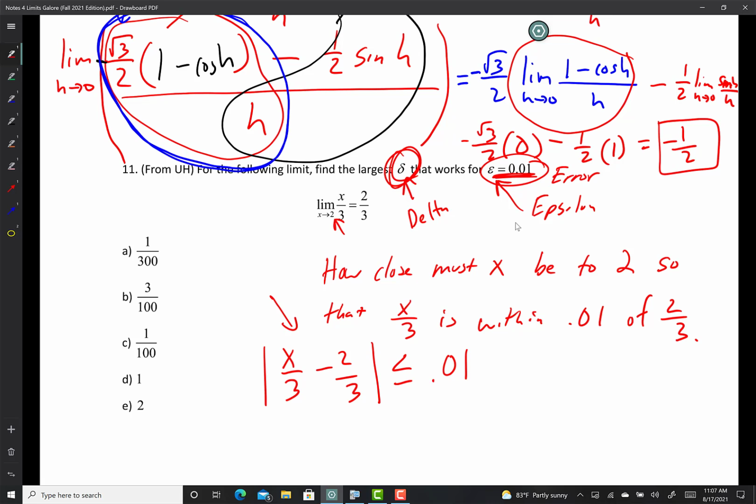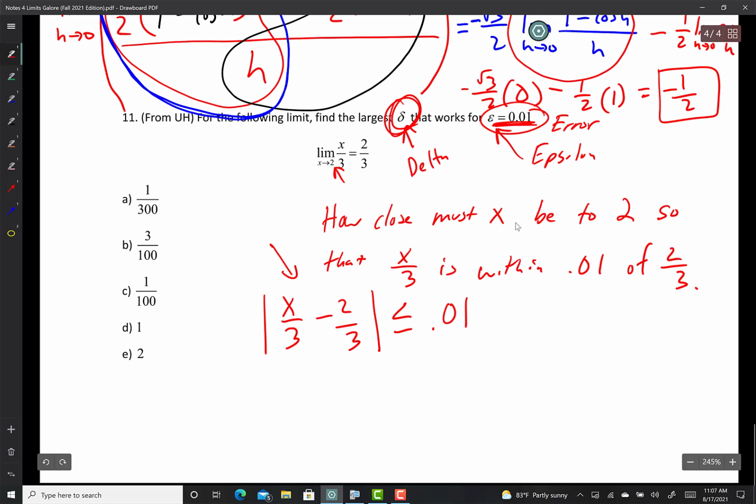Cool, guys? What do you mean by error? Error. I want to be within 0.01 of 2/3. Yeah, so 2/3 is 0.67, right? So I will accept between 0.68 and 0.65. All right. Cool? All right, so here we go.